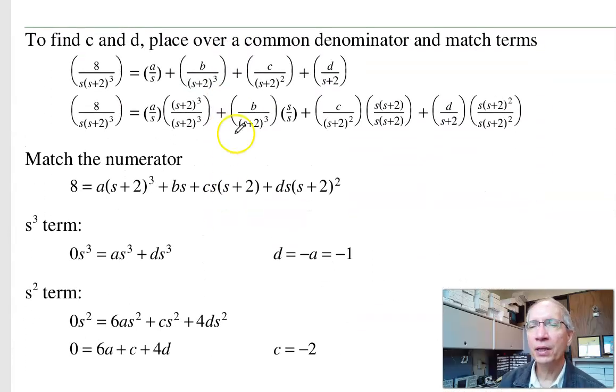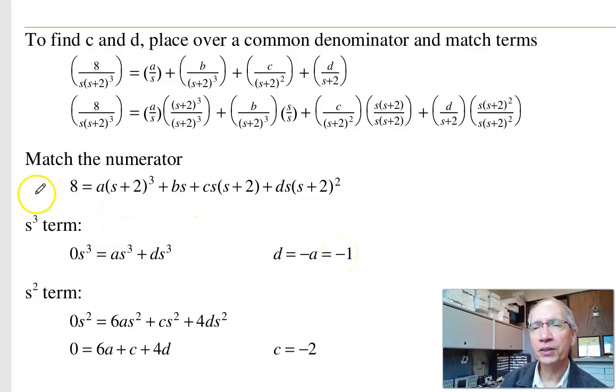So again, place over common denominator. So multiply by s plus 2 cubed, s plus 2, s plus 2 squared. Denominators match up, add the numerators. The numerators have to match up. So 8 is a times s plus 2 cubed, plus bs, plus c times s plus 2, plus d times s plus 2 squared, s. All the terms have to match up, so let's start with the s cubed term. 0s cubed is equal to a times s cubed, nothing, nothing, plus ds cubed. So a plus d equals 0, d is minus a, d must be minus 1.